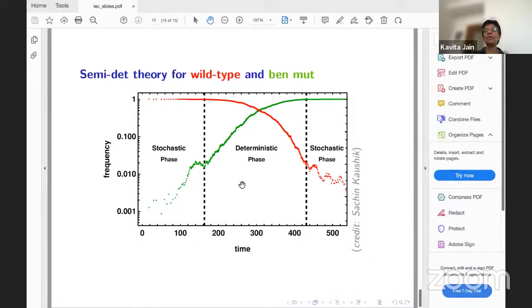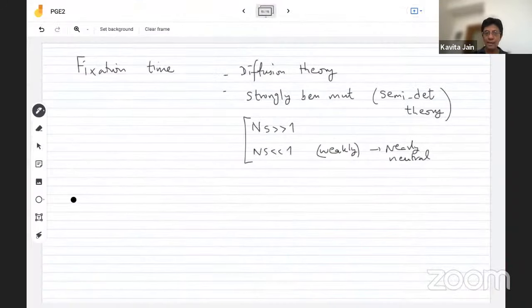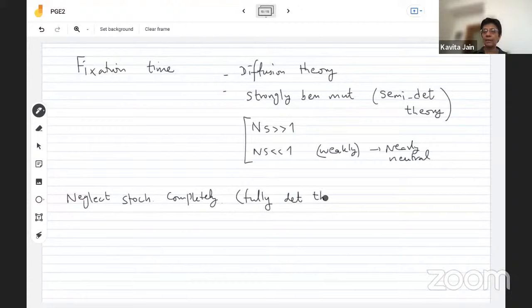Deterministic theories are relatively much easier, actually. Most of the time, they are much easier to handle than the stochastic ones. Stochastic things are kind of a pain, but we need them, of course. But if I could handle things only deterministically, that would be nice, right? So let's give it a shot and see what happens. First, let me completely neglect stochasticity, and I want to see what I can say about fixation time. So: a fully deterministic theory. Deterministic means no genetic drift, only selection.